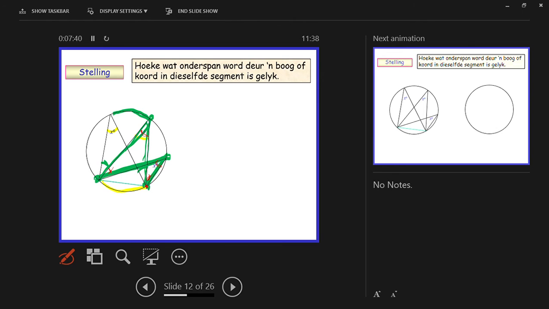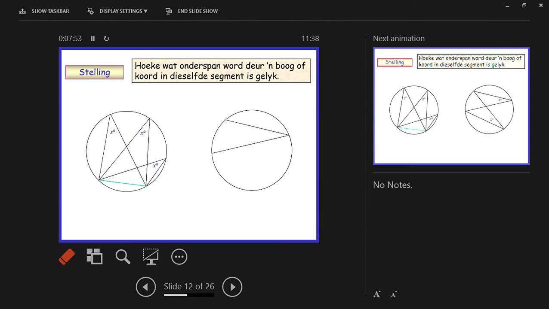Joh, I messed this one up heavy, eh? Kom ons sit 'n eraser daarin. Okay, so they're subtended by a bow or a chord and they are equal to one another. Same here.